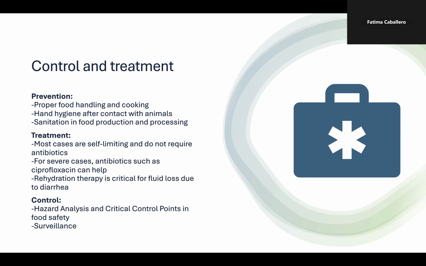A lot of companies use systems like HACCP, which stands for Hazard Analysis and Critical Control Points. These systems help them find and reduce risk before the food ever reaches consumers.